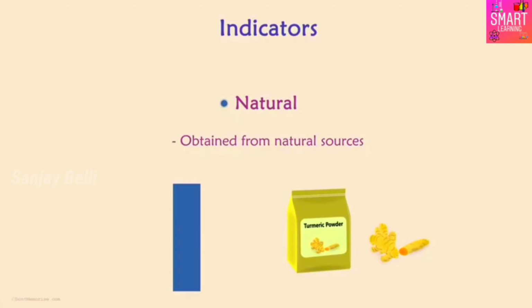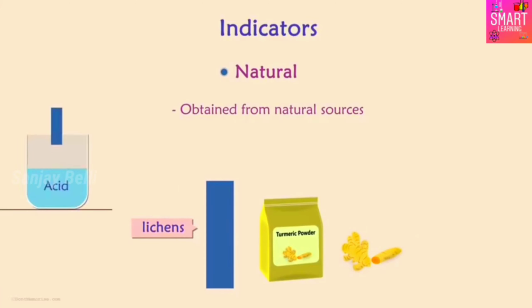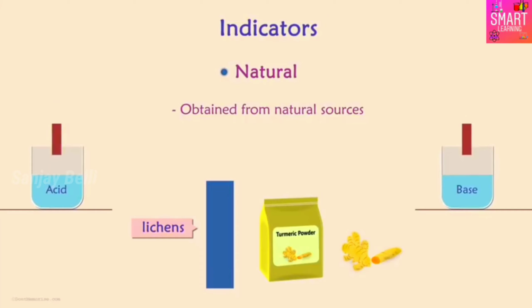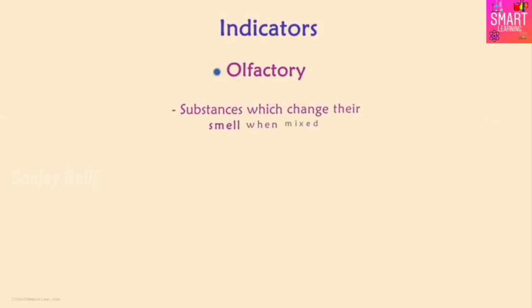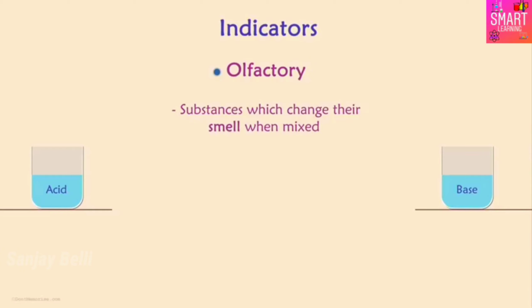Litmus is obtained from lichens. If you remember, an acid turns blue litmus paper red and a base turns red litmus paper blue. Substances which change their smell when mixed with acid or base are referred to as olfactory indicators. Onions and vanilla are examples of olfactory indicators.